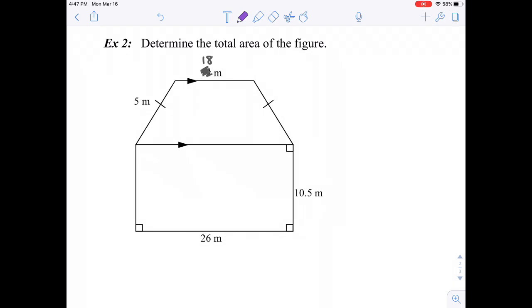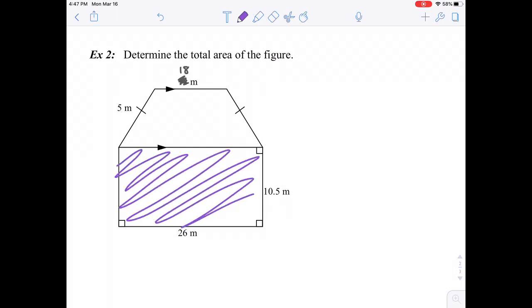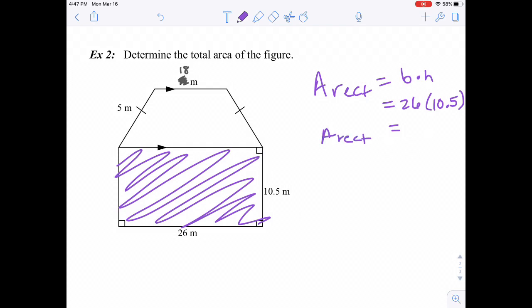So let's take a look at an example where you have to kind of put it all together. When I take a look at this one, I am going to break this into 2 parts. First I'm going to consider this rectangle, and I'm going to find the area of that. We know the area of a rectangle is base times height, which is 26 is the base, 10.5 is the height. So my area of my rectangle is going to be 273.